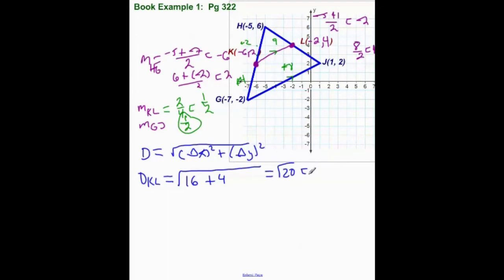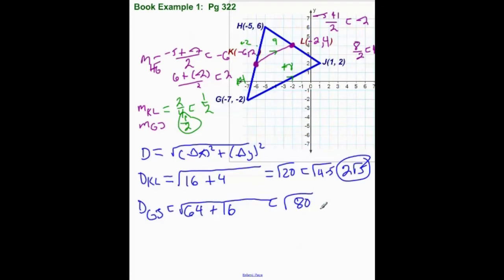When we break up radical 20, again, a review, this is nothing more than 4 times 5. Square root of 4 is 2, so we get 2 radical 5. Well, I'm hoping to get 4 radical 5 when I do GJ. So let's find out if we do. dGJ. Let's find the distance of that. From -7 to 1 is an 8. That's squared, 64. Then for y, -2 to 2 is 4. 4 squared is 16. And 64 plus 16 is radical 80. That's nothing more than 16 times 5, and that is equal to 4 radical 5.